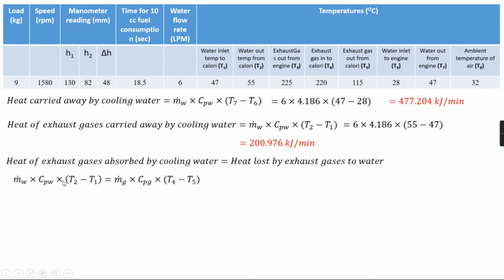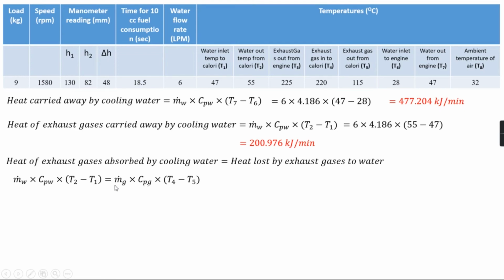So I can write this as mass flow rate of water into Cp into delta T has to be equal to mass flow rate of gas into Cp of gas into delta T. Here the delta T should be the inlet temperature of gas minus the outlet temperature of exhaust gas from the calorimeter. I am equating the heat exchanged between the water and the gas so that I can calculate the specific heat of a gas, because the specific heat of a gas is not given to you.